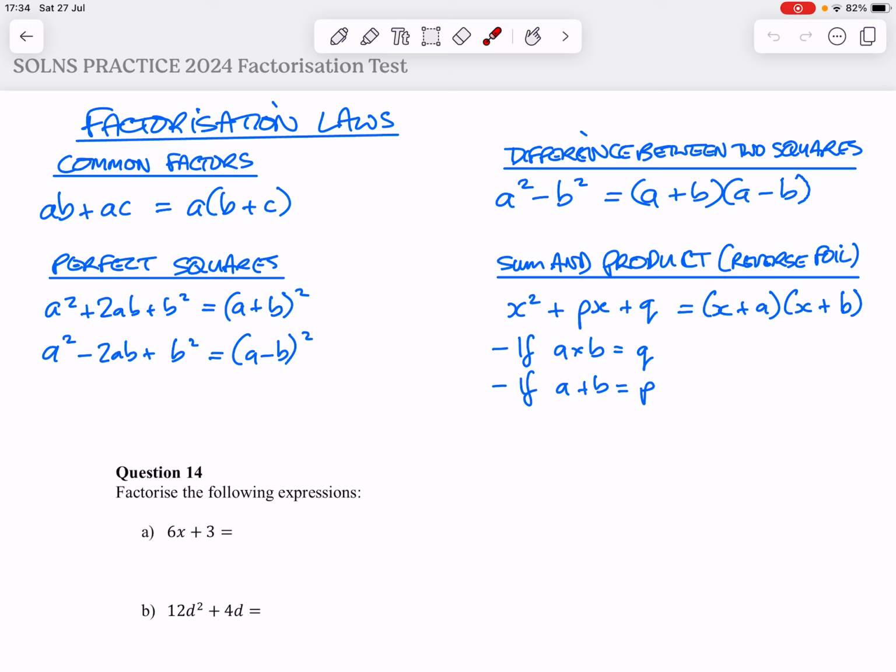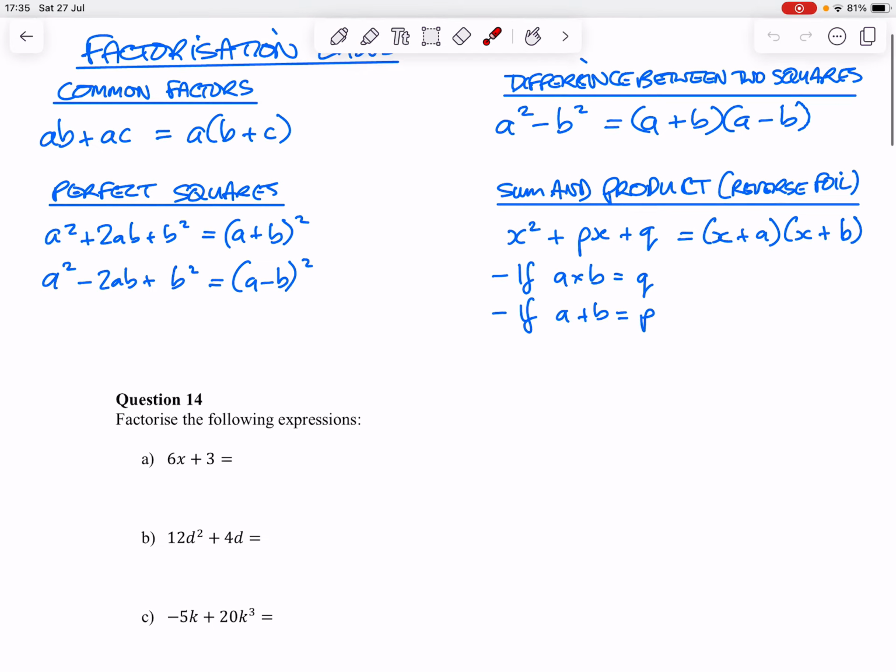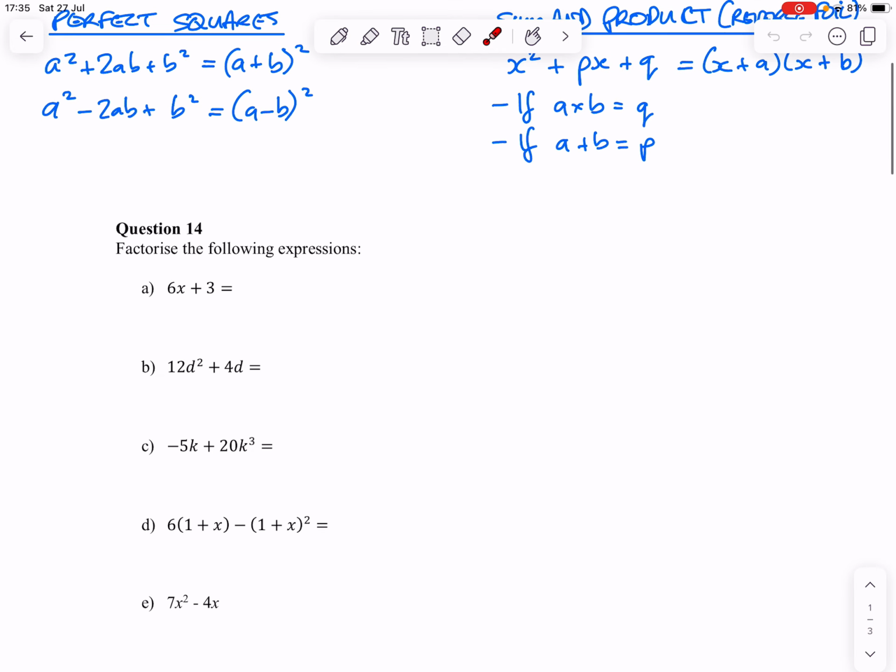After that, third thing, you try if there's 3 terms, check if it's perfect squares. If you've got 2 square numbers, right, and then the square root of those square numbers times together and times by 2 makes up the remaining term, it can be factorized using the perfect squares factorization. And last, if that doesn't work, sum and product or reverse FOIL, otherwise known as factorizing quadratic trinomials. You try this one. This is the hardest one, but also the most useful. So let's try.